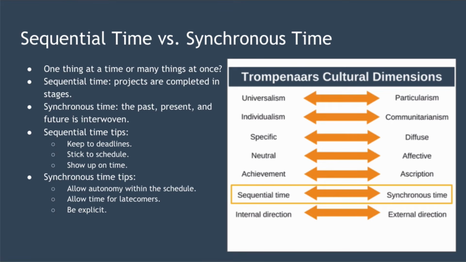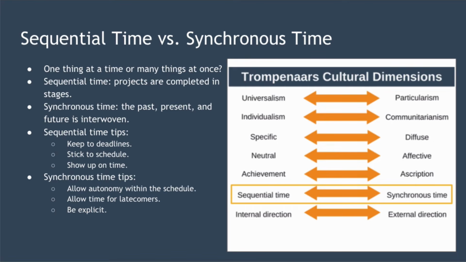Now, in a synchronous time culture, people see the past, the present, and the future as interwoven. And because of this, people do several things at once, as time is interchangeable. Now, this results in plans and deadlines being flexible. It also explains why punctuality is less important, and examples of synchronous time cultures include Japan, India, and Mexico.